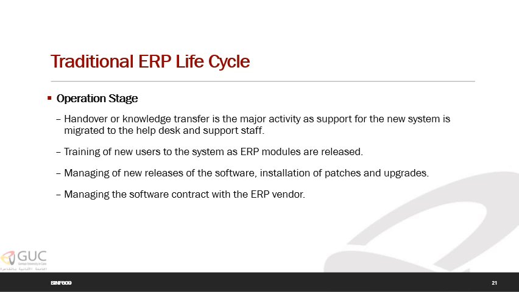The other major activities are ongoing training of new customers or users to the system as ERP modules are released, as well as taking a fresh look at the change management strategy. The team has to monitor user feedback from training and actual system usage carefully and make the necessary adjustments to the change management approach. Another key activity is management of new releases of the software, installation of patches and upgrades to the system, and managing the software contract with the ERP vendor.